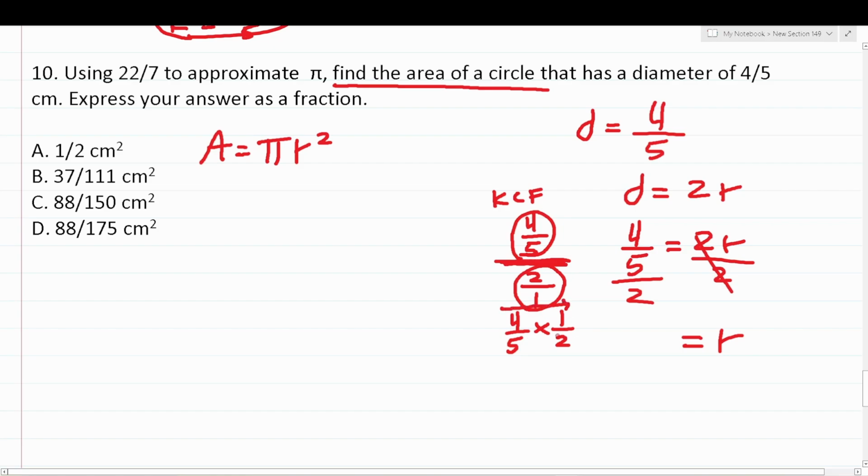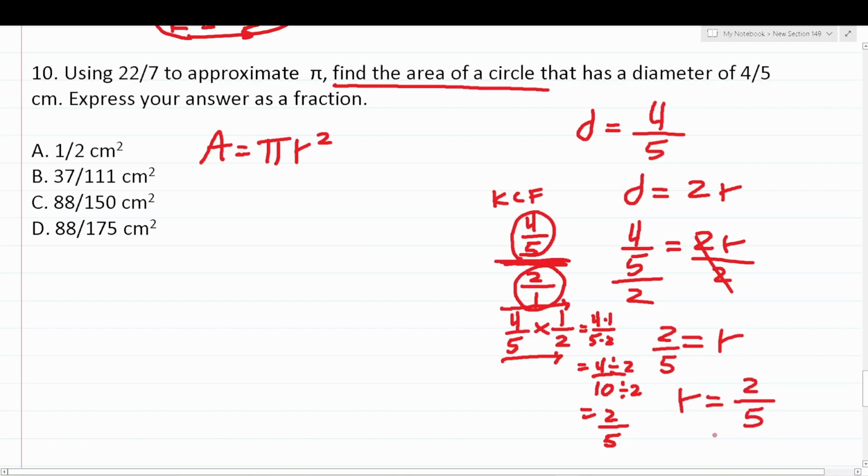And now we have a simple multiplication problem. Again, when you multiply fractions, you multiply straight across. So this becomes 4 times 1 over 5 times 2. 4 times 1 is 4. 5 times 2 is 10. And we could, of course, reduce this since 2 goes into both 4 and 10. 4 divided by 2 is 2. 10 divided by 2 is 5. So by doing some simple arithmetic there, we know our radius is 2/5. In other words, r is 2 over 5.